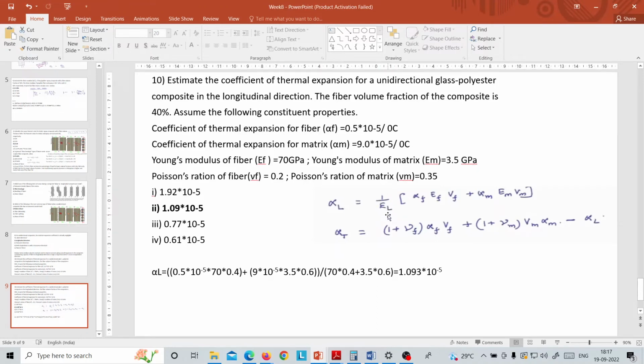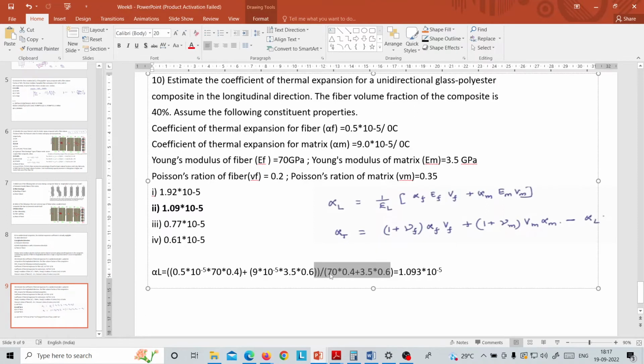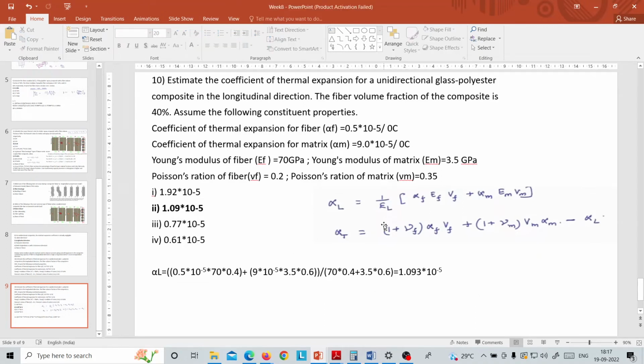We first need to calculate the modulus along the longitudinal direction of the composite using this particular equation. That is, the Young's modulus of fiber times the volume fraction of fiber plus the Young's modulus of resin times the volume fraction of resin. We also substitute the remaining values: the expansion coefficient of the fiber material times the Young's modulus of the fiber times the volume fraction, and likewise for the matrix. With this we get the value of 1.093, which is the same as the second option. So the second is the right answer.